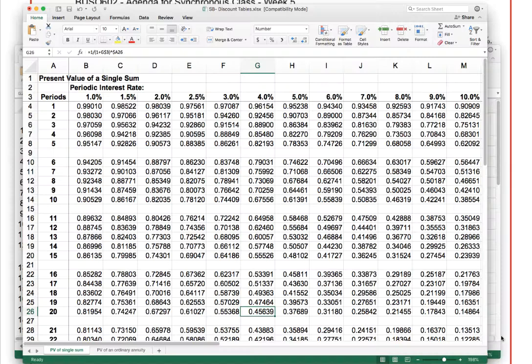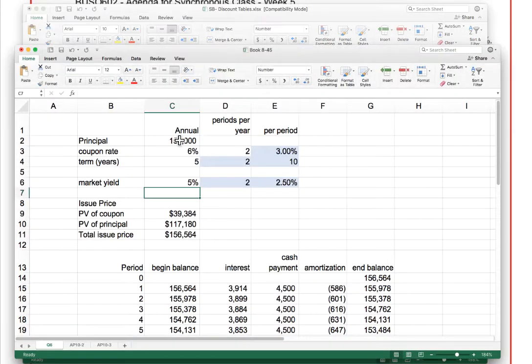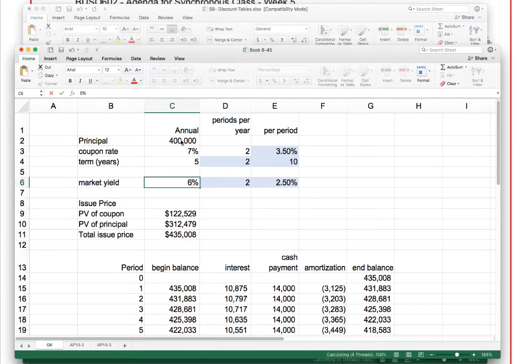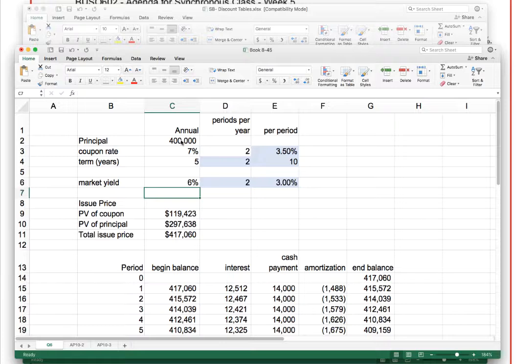So if we put in the numbers, and I know you can't see the question, but I hope you've got it in front of you. The face value of these bonds is 400,000. The coupon rate on the bonds is 7%. There are 2 periods per year. The term of the bond in years is 5, so as before, 5 years. The market interest rate at the date of issue is 6%. And from that, we can see that the issue price is 417,060.